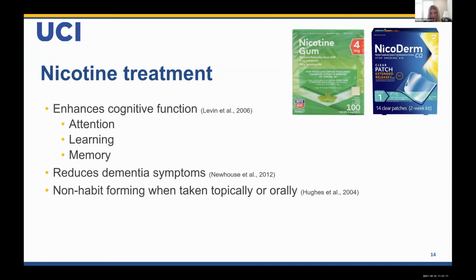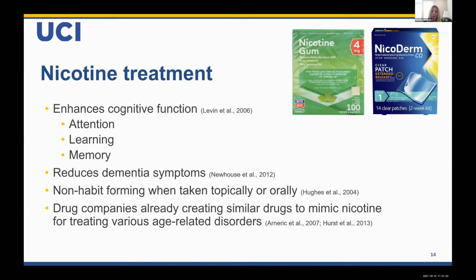As you can see, probably all of you have heard of nicotine gum or the nicotine patch. That's widely available. We get this over the counter. And drug companies are also already working on their own similar drugs that will mimic nicotine to treat various age-related disorders. So we can already get it over the counter.